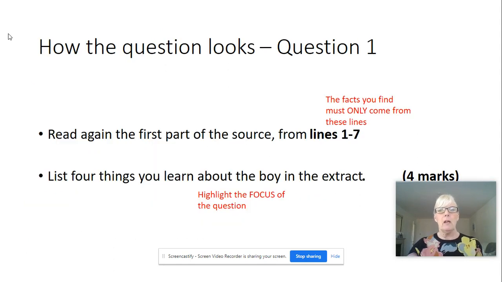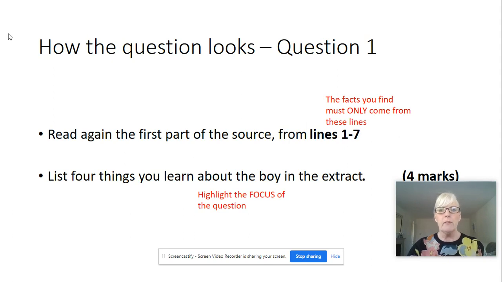Okay, so if we move on, let's have a look at what the question looks like. It'll never change. It's pretty easy, pretty straightforward. It will say, read again the first part of the source from, let's say, lines 1 to 7. It might be lines 1 to 12 or 1 to 5. In our case, it's lines 1 to 7. Okay, and that is where you must look. The facts that you find must only come from these lines and not anywhere else.